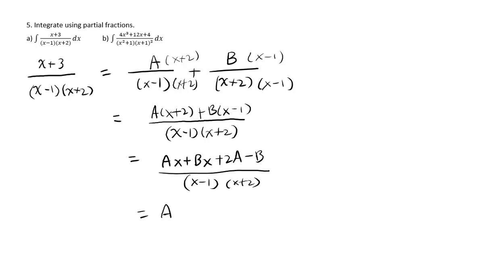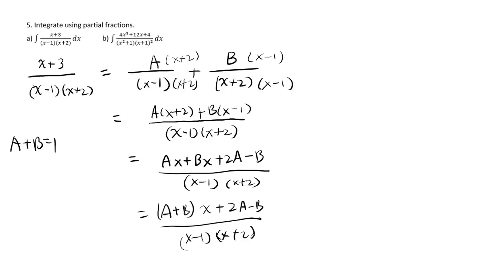So that's going to give you a plus b x plus 2a minus b over x minus 1 x plus 2. And since this has to equal this x plus 3, we can deduce that this a plus b should correspond to 1 times x. So a plus b should be 1. And 2a minus b should equal 3.